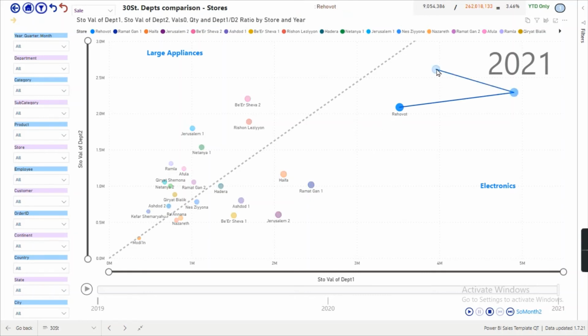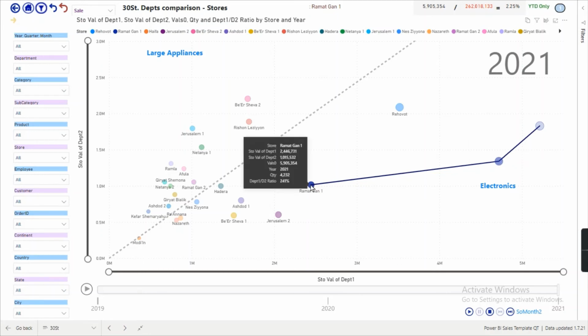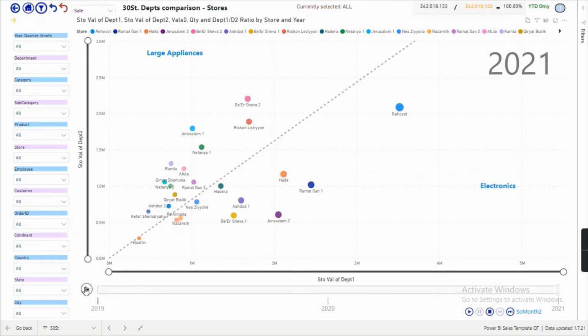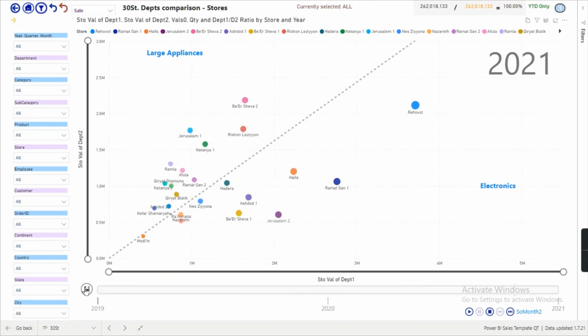Otherwise, we can see all the years before, and for example, Ramat Gan is selling. We are speaking of sales. It is selling less electronics going to the left, and less large appliances going down. So it's going down on both fronts. Otherwise, there is an omission.